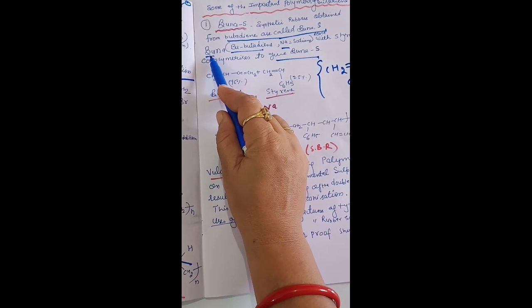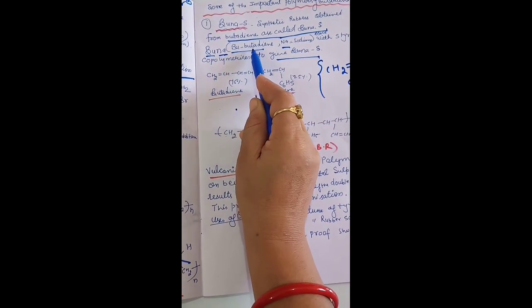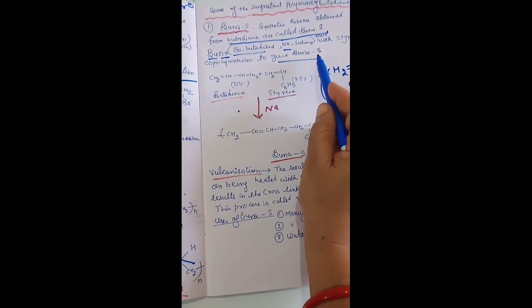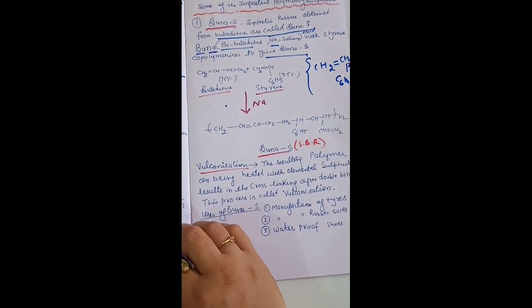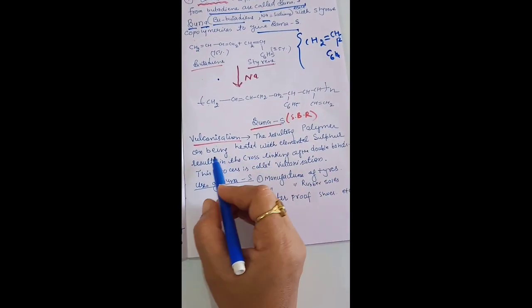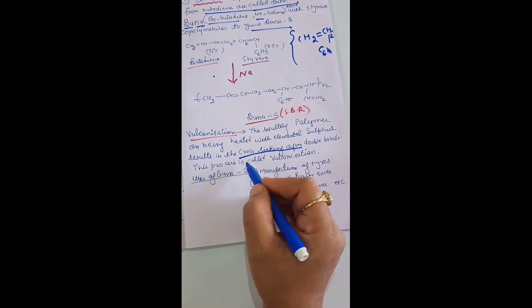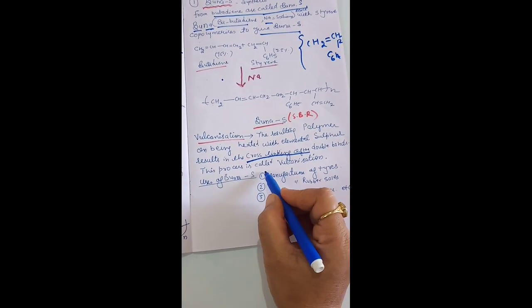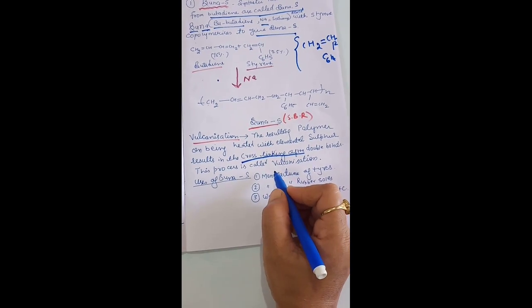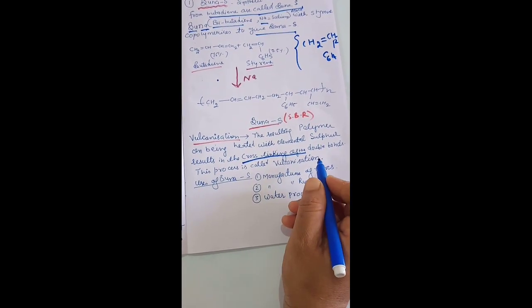Buna means butadiene and Na means sodium, so the name is Buna-S for styrene. Now we can see that when we add sulfur to this polymer, some cross linking is formed. This process of adding sulfur to any polymer is known as vulcanization.